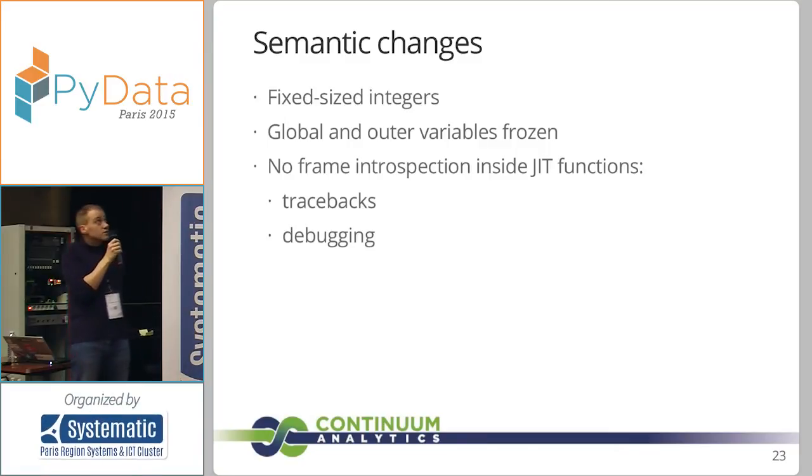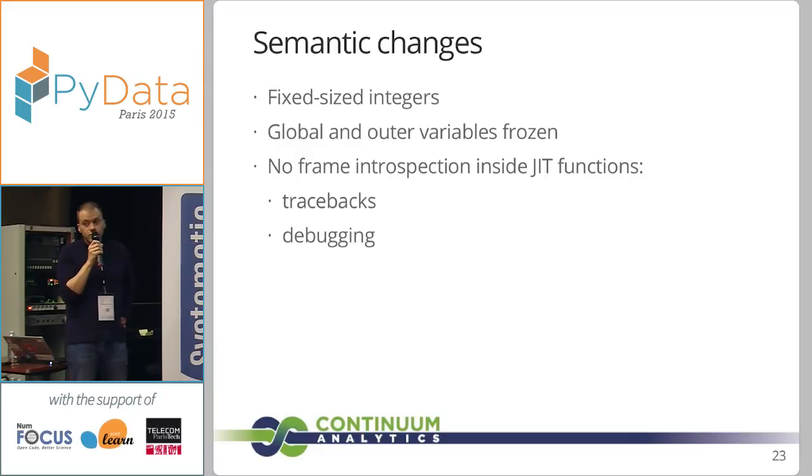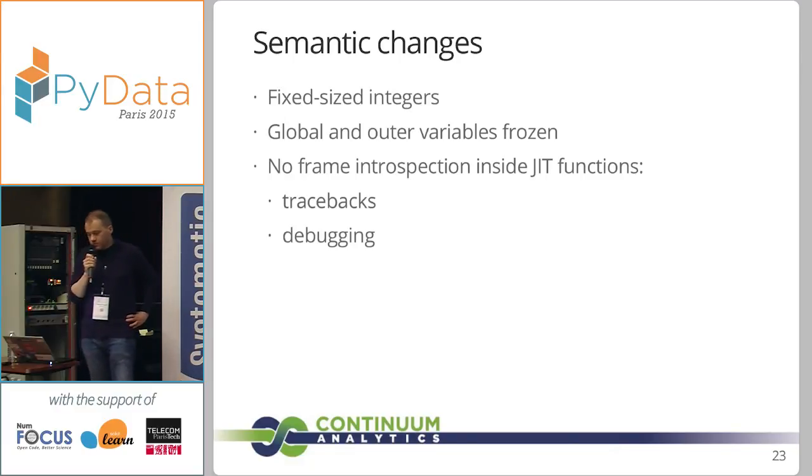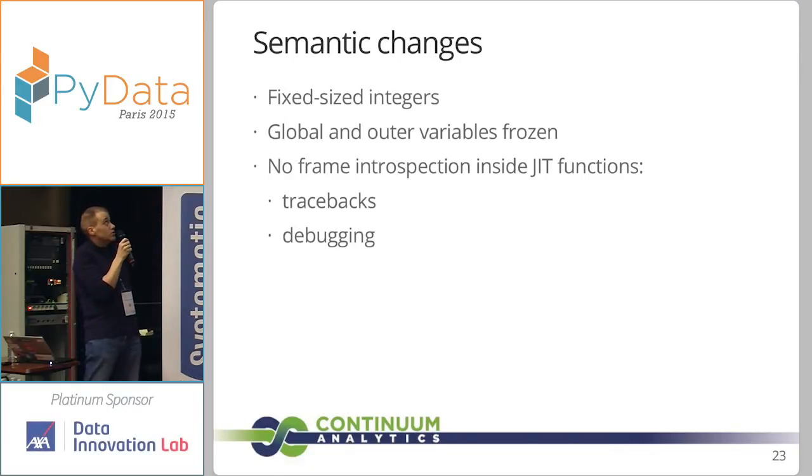So, our semantic changes from Python. As I mentioned, since you are declaring which functions you compile, we can choose to change semantics in those functions. The main semantic change is that we use fixed size integers. Usually Numba will infer that you want the machine size integer, for example 32 or 64 bits. We freeze the global and outer variables, which means really that the value is frozen at compile time, and you can, of course, modify those global variables from pure Python code, but Numba won't see the modification.